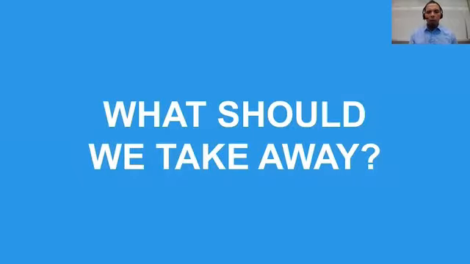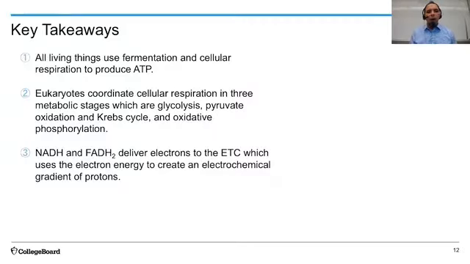So what should we take away? Key takeaways: all living things use fermentation and cellular respiration to produce ATP. All living things need energy, right? And so all living things have to access energy in a way that is sequential and not wasteful. Eukaryotes, like yourself, coordinate cell respiration in 3 metabolic stages. And again, you can go back a minute or two in the video. Glycolysis, which all living organisms do. Pyruvate oxidation, again, oxidation, losing electrons, and the Krebs cycle, which kind of go together, and oxidative phosphorylation.